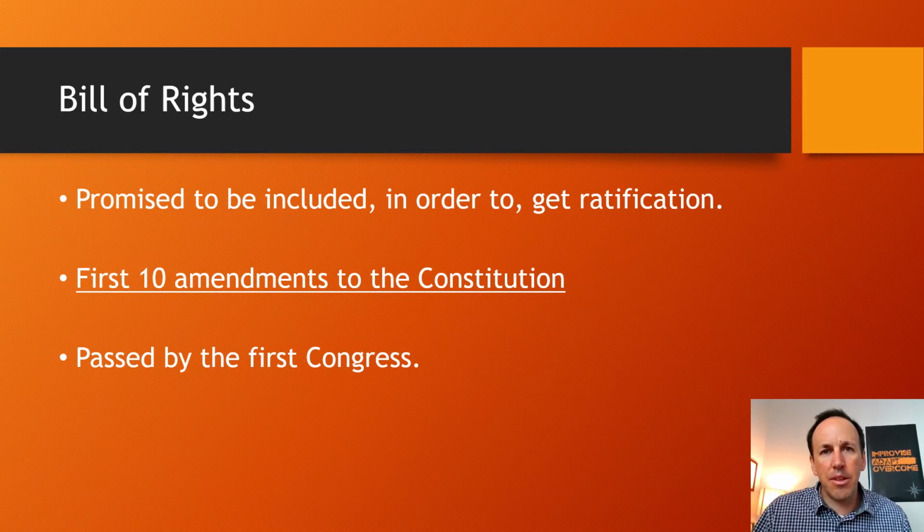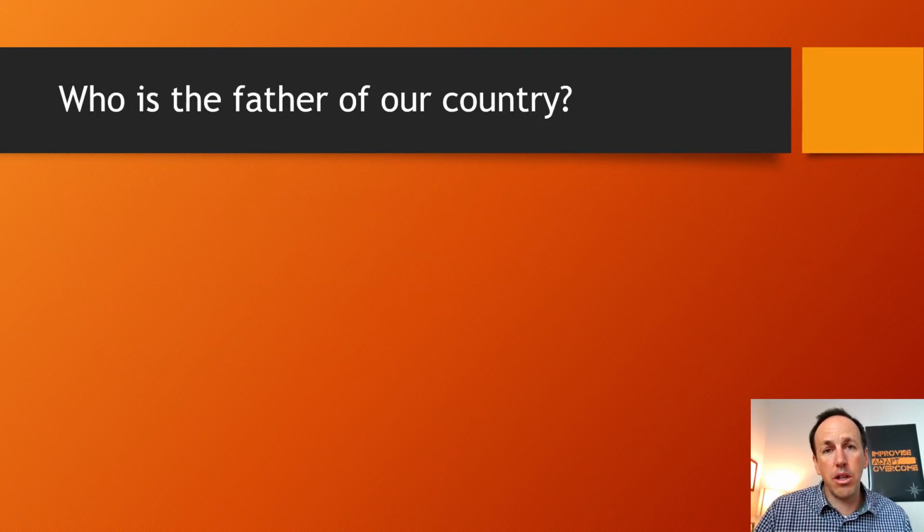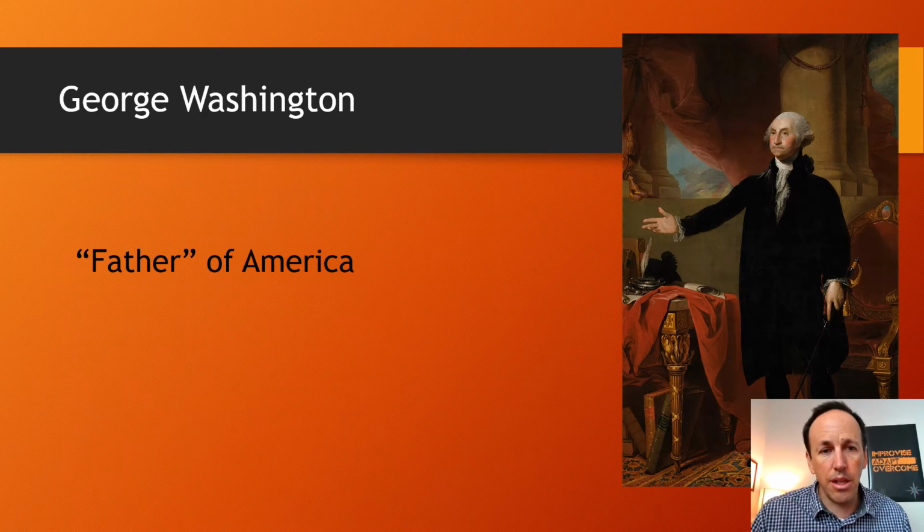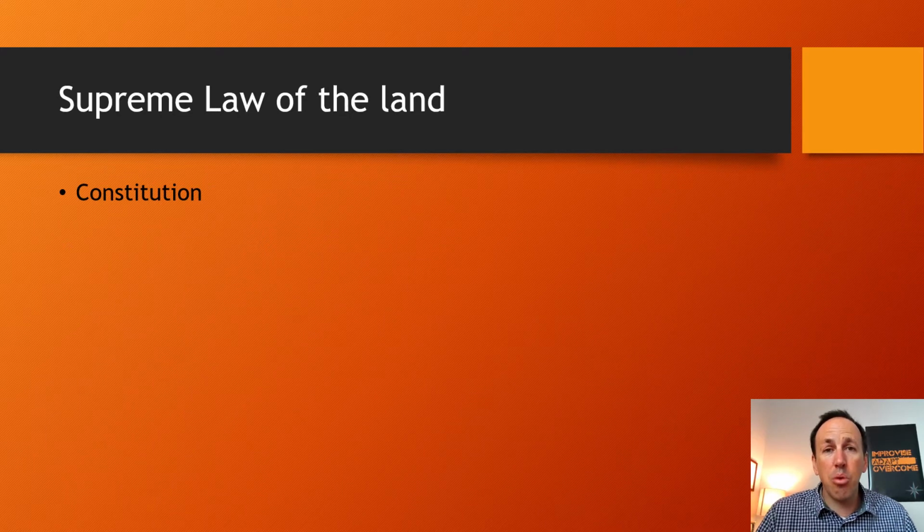First 10 amendments to the Constitution are called what? 1, 2, 3. Bill of Rights. You got it. Who is the father of our country? If you don't know, you're about to know. George Washington, okay? The first president. He is considered the father of America. If you have to pick one founding father that gets the most credit, you pick George Washington. Feel good? How do you remember it? George Washington, dollar bill.